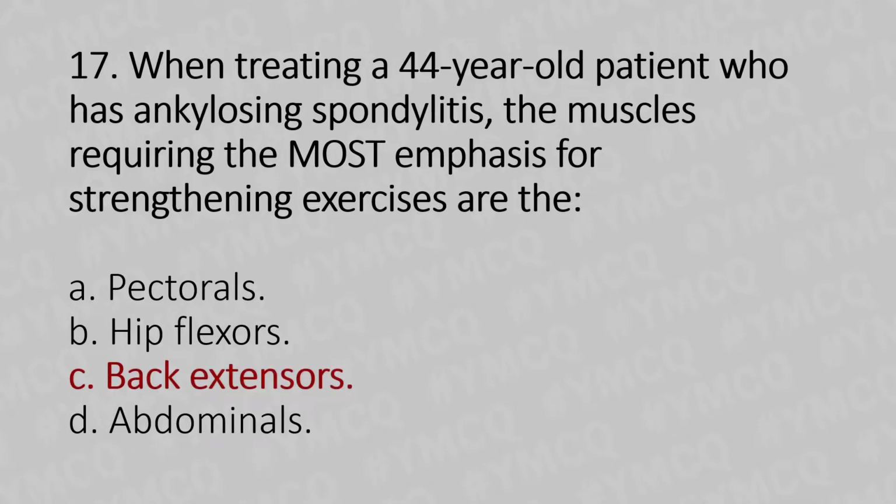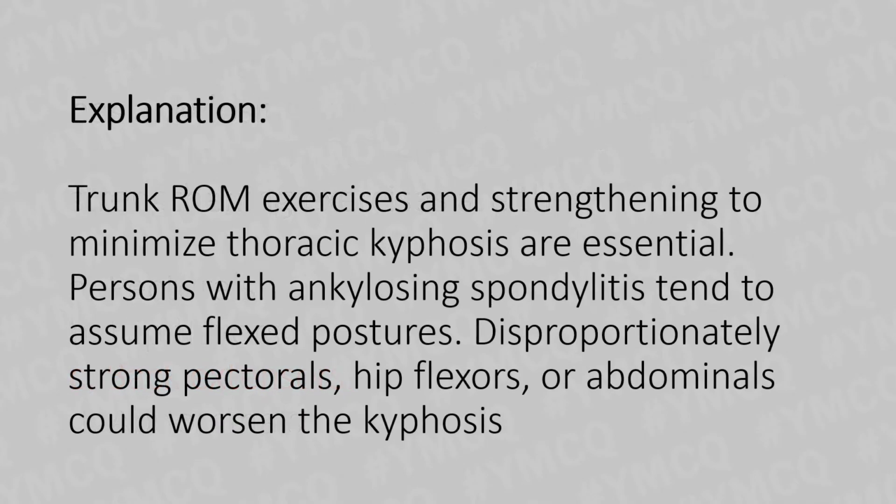Option C, back extensors. Explanation of this question is trunk range of motion exercises and strengthening to minimize the thoracic kyphosis are essential. Persons with ankylosing spondylitis tend to assume flexed postures. Disproportionately strong pectorals, hip flexors or abdominals could worsen the kyphosis.